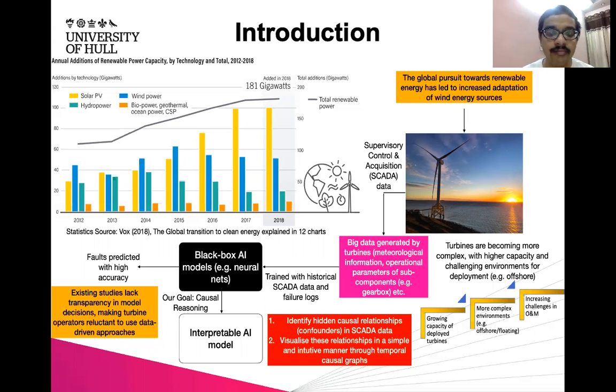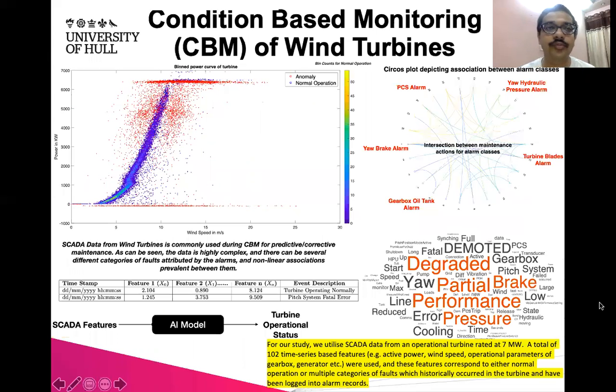But unfortunately, most AI models at present, such as neural networks, aren't able to provide the rationale or transparency behind their decisions, which makes turbine operators reluctant to adopt such AI-driven and data-driven techniques. In this work, we aim to bridge this gap and identify causal associations in the SCADA data, that is the data generated from turbines, and develop temporal causal graphs so that the turbine operators, engineers and technicians can easily look at these graphs, diagnose the corresponding relationships and find novel insights in the data. That's the goal of this work.